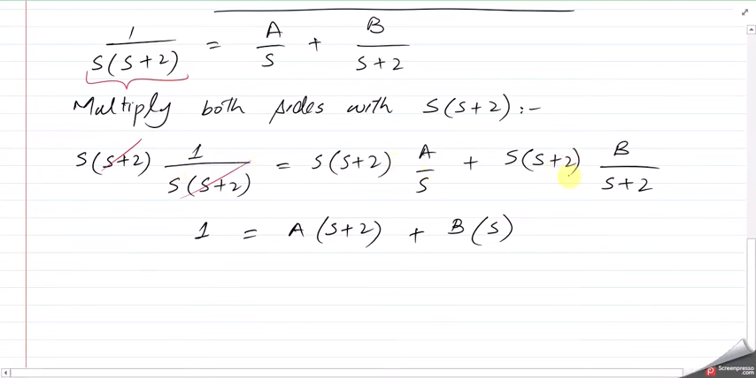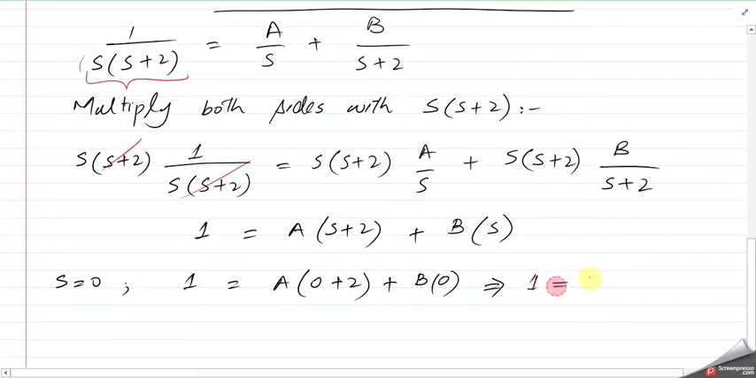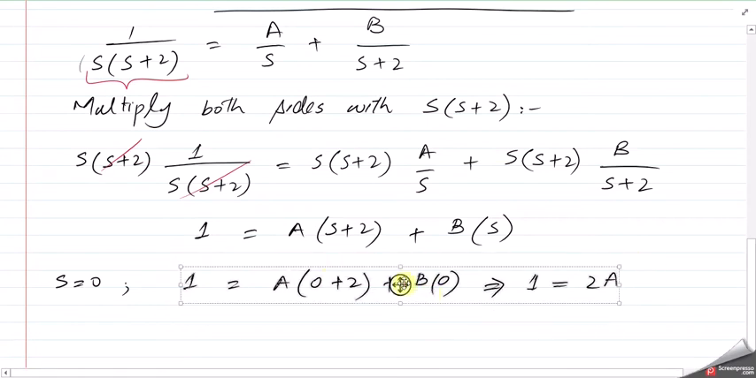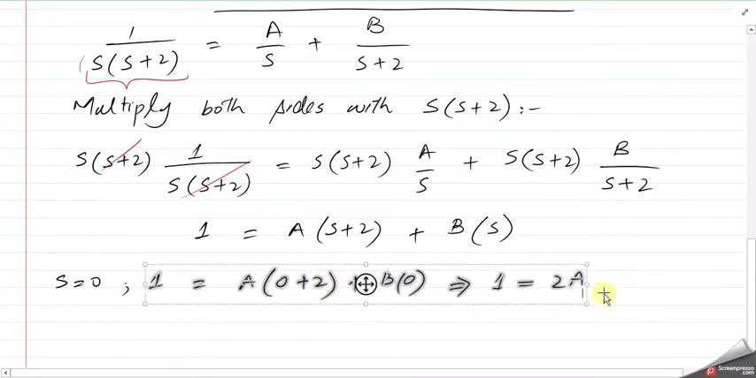So now we have this equation. Now we put S equals 0, one by one. This first one equals 0, S equals 0. That gives 1 equals A times 0 plus 2 plus B times 0. So B goes away, and we get 1 equals 2A. Let's squeeze the equation a little bit, save some space. And that means A equals 1 by 2.